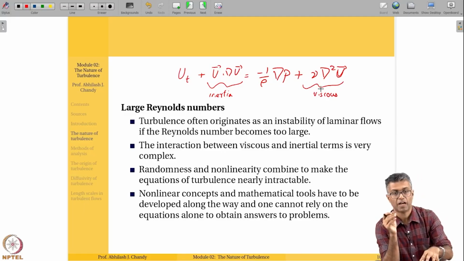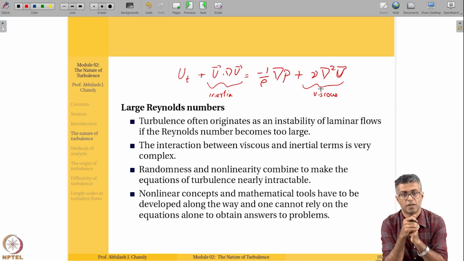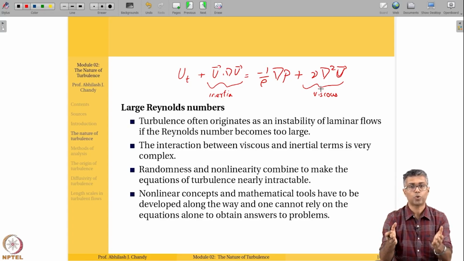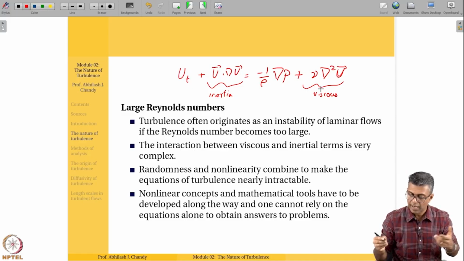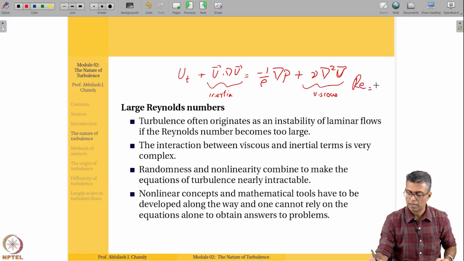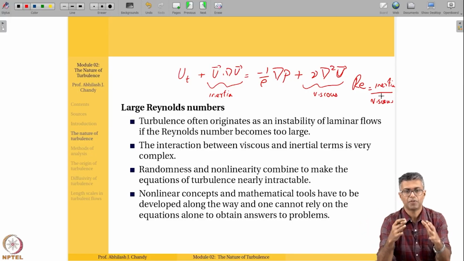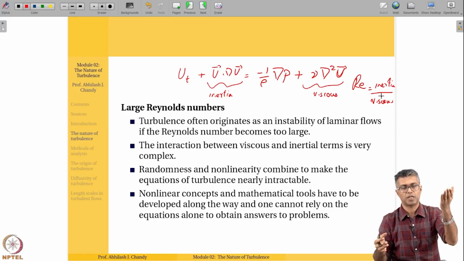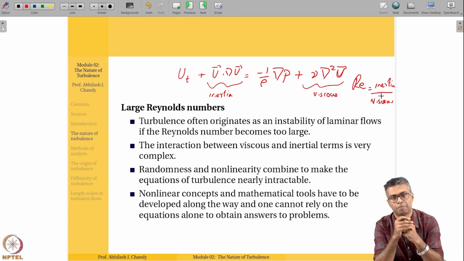You have the unsteady term on the left, the first term on the left hand side, inertia term, pressure gradient, and then viscous term. And this large Reynolds number or low Reynolds number basically is a balance between viscous and inertia. And that is clear when you think about Re being inertia over viscous. That's what we mean by that. So this interaction is very complex, right? I mean, we can always say that as inertia terms increases, Reynolds number increases. As inertia term reduces, Reynolds number decreases.